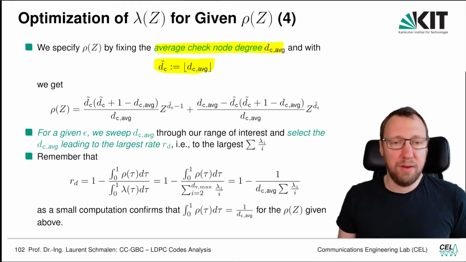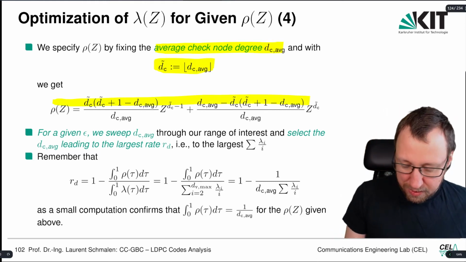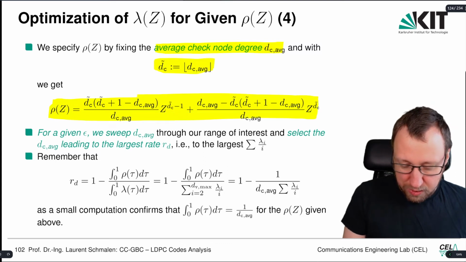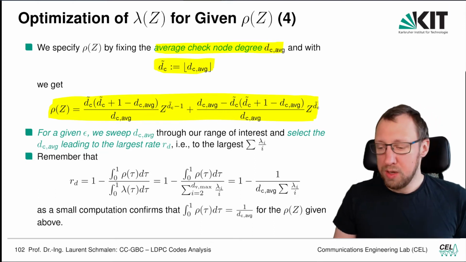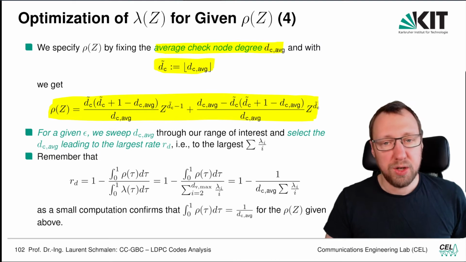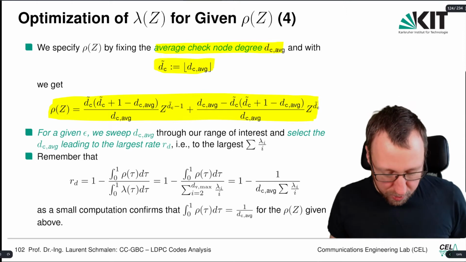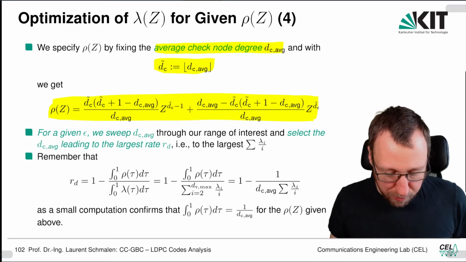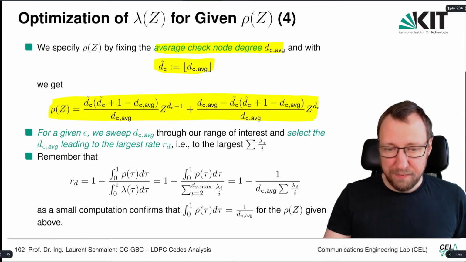And we get the following rho of x. So rho of x essentially is a degree distribution such that you get d_c average. How do we see this? Well, we can quickly show that for this given rho, that's exactly the case. So let me quickly take a copy of this expression so that we have it at our disposal on the other slide when we derive it.